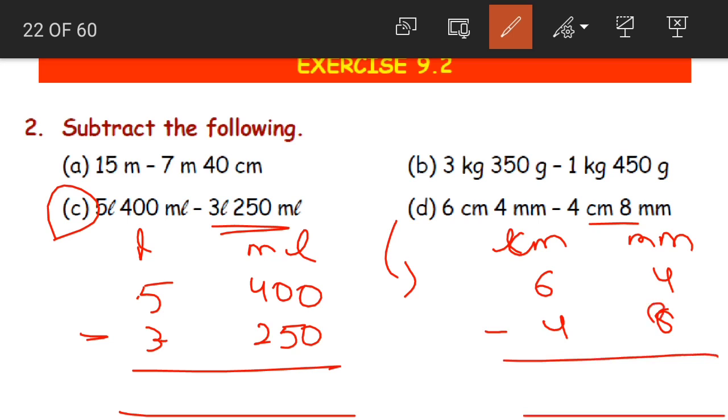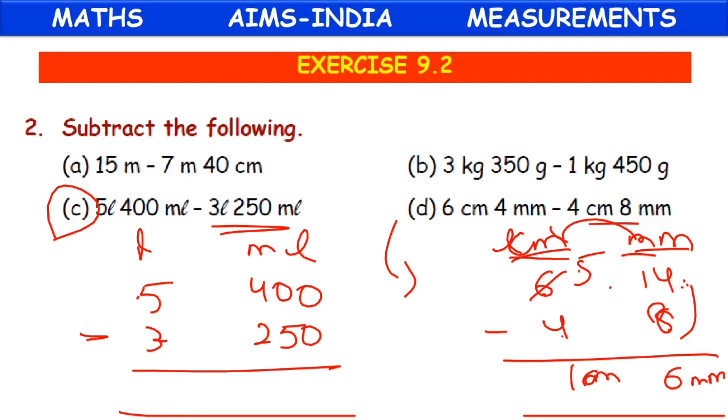Here in this question D, children, we are having 4 minus 8. It is not possible. So though these are millimeters and centimeters, we can borrow from centimeters. 4 becomes 14, 6 becomes 5. 14 minus 8, 6. 5 minus 4, 1. So the answer would be 1 centimeter, 6 millimeters. So like this you can borrow. Though we have written them separately as centimeters and millimeters, we can borrow from centimeters as well. I hope this is clear, children.